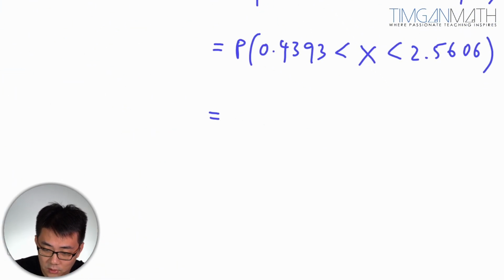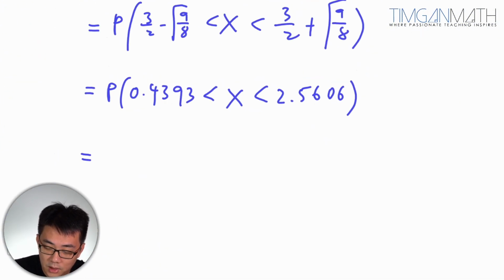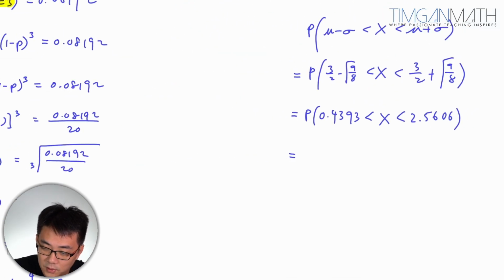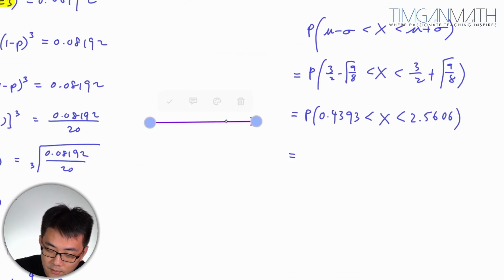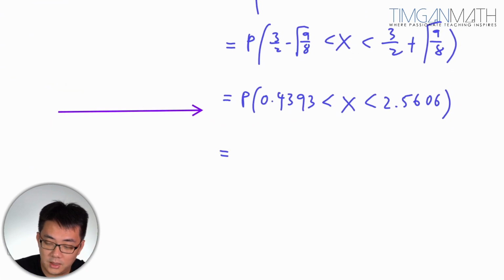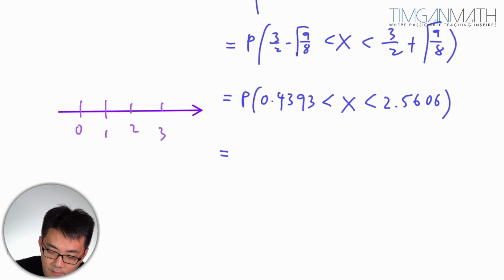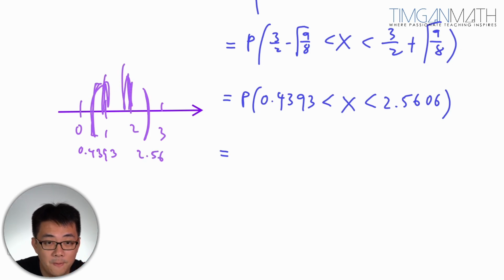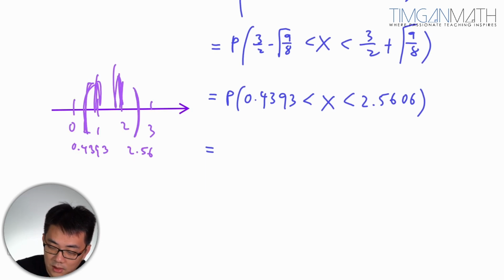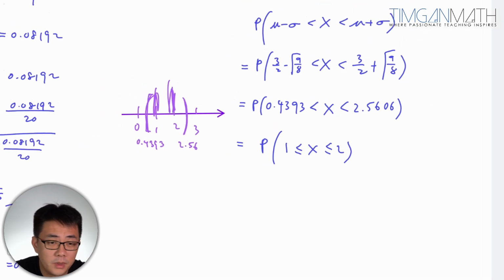Okay, so in this case X is discrete, so you need to change it to discrete here. These are not discrete values. What I recommend, if you are not able to write this out straight, is just draw the number line. 0.4393 is here, and 2.5 is around here. So actually the values involved are 1 and 2. So what you actually need is P(X) between 1 and 2. That's about it.